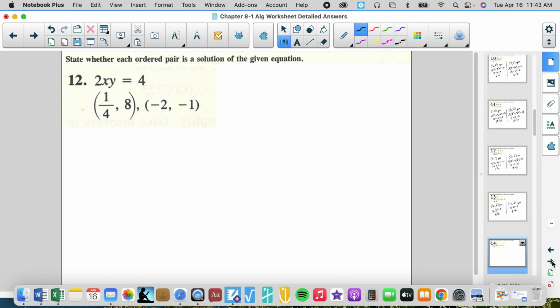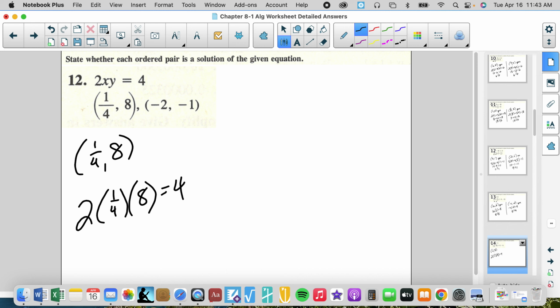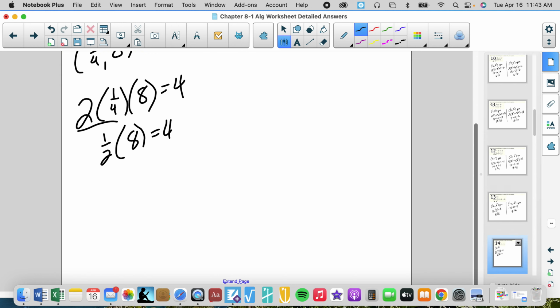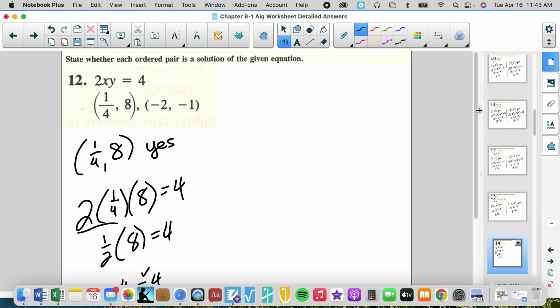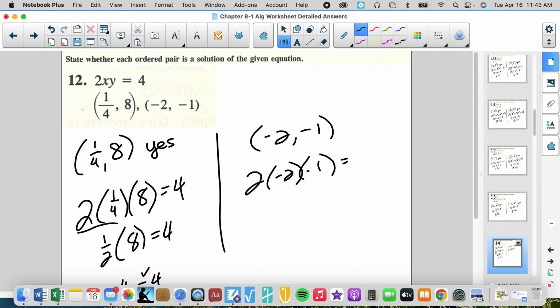All right. So 1/4, 8. So we have 2 times my x value times my y value equals 4. 2 times 1/4 is 1/2. We're going to do this multiplication first, order of operations, left to right. And then we're going to take half of 8, which is 4. So yes, that worked. And let's try -2, -1. That's 2 times my x value times my y value equals 4. 2 times -2 is -4.